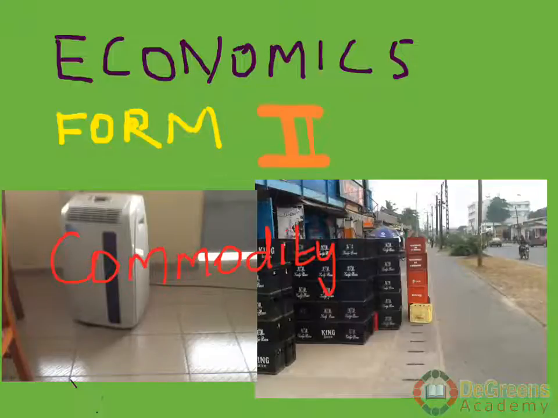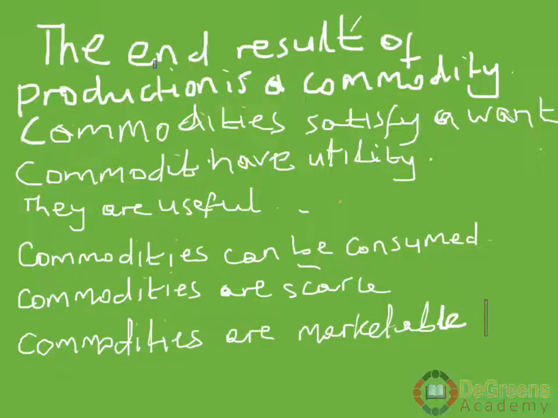You can look at this air conditioner. That is a commodity for freshening air. Now look at these crates of drinks here. These are all commodities. That motorcycle there, the car behind, they are all commodities. So we are talking about commodities, and we want to say that the end result of production is a commodity.